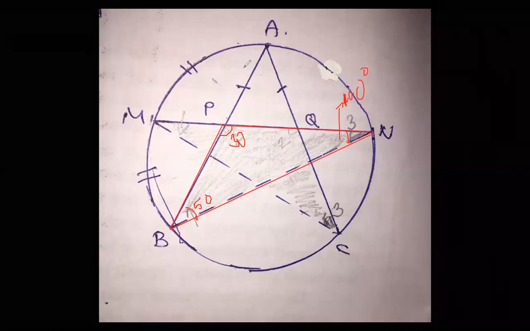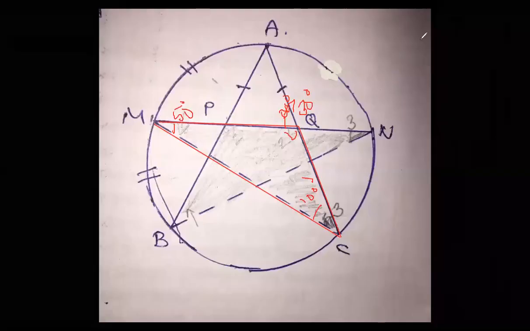So let me show the next triangle also in the same way. If you see the next triangle, here we have suppose 30, 30 and 30. If this is 100, then it's also equal to 100 degrees. So what is the remaining angle? It is going to be 50. So this angle is also equal to 50 degrees.